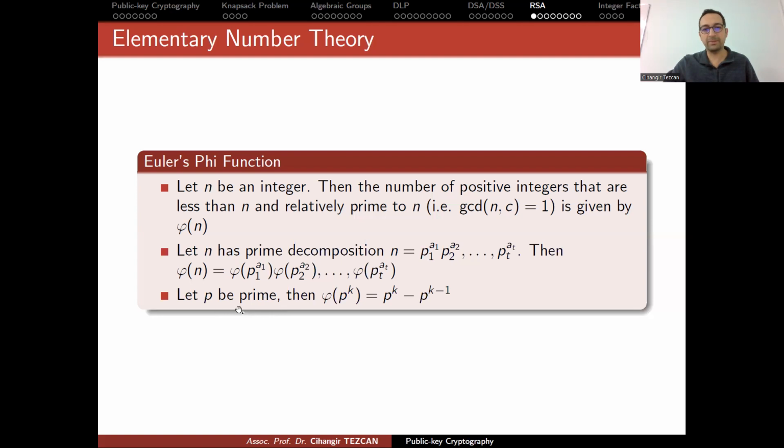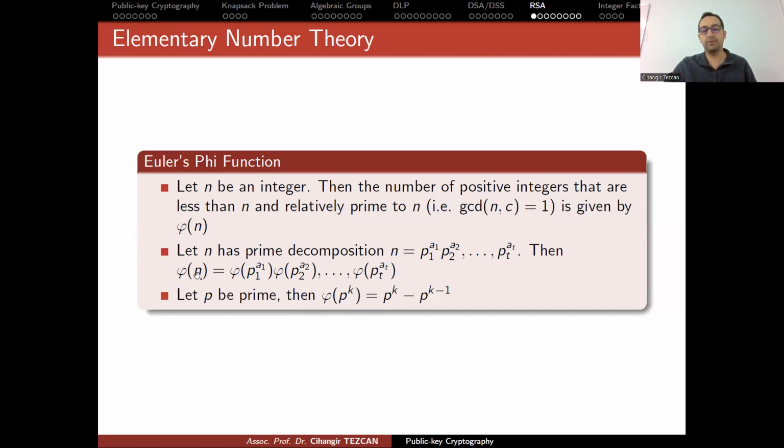If p is prime, then phi of p to the power k is just p to the k minus p to the k minus 1. Okay? So if k is 1, so if it is just a prime number, then this becomes p minus p to the power 0, which is 1. So it becomes p minus 1. So we know how to calculate the Euler phi function when p is prime, and also when p has a power on it.